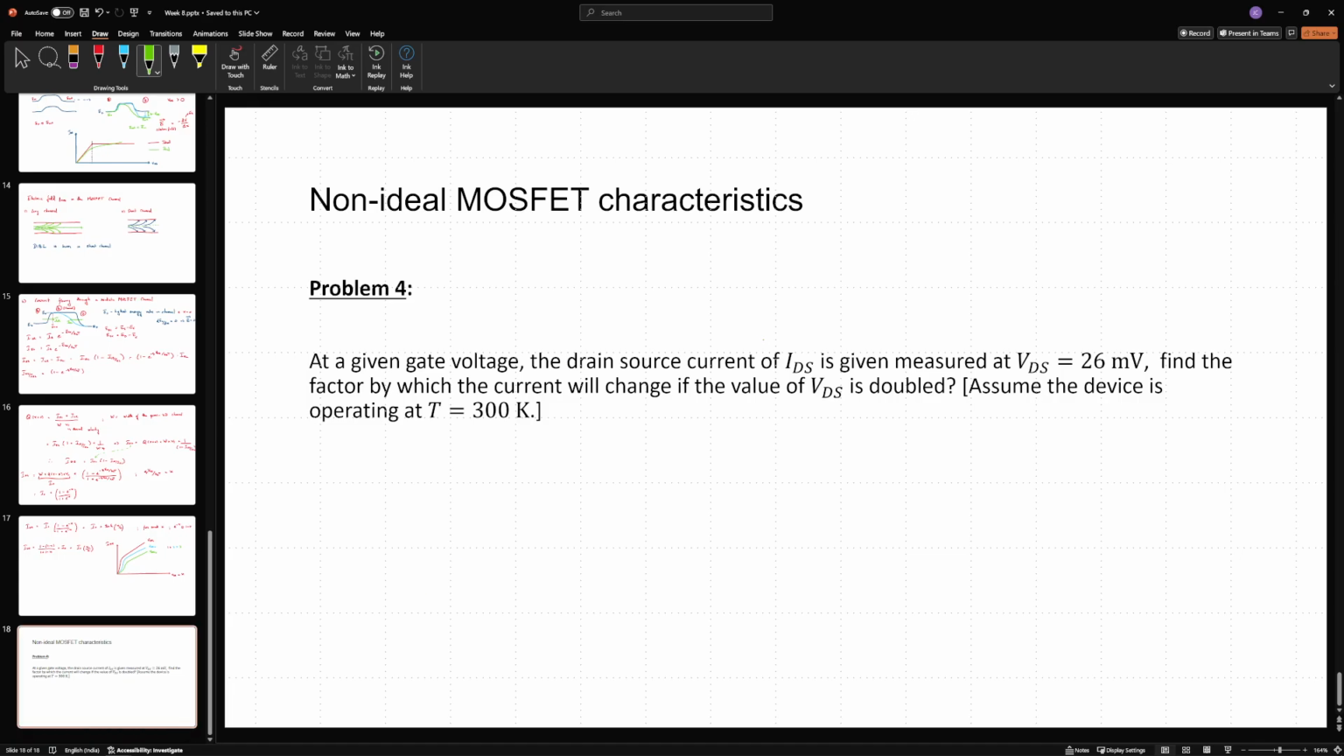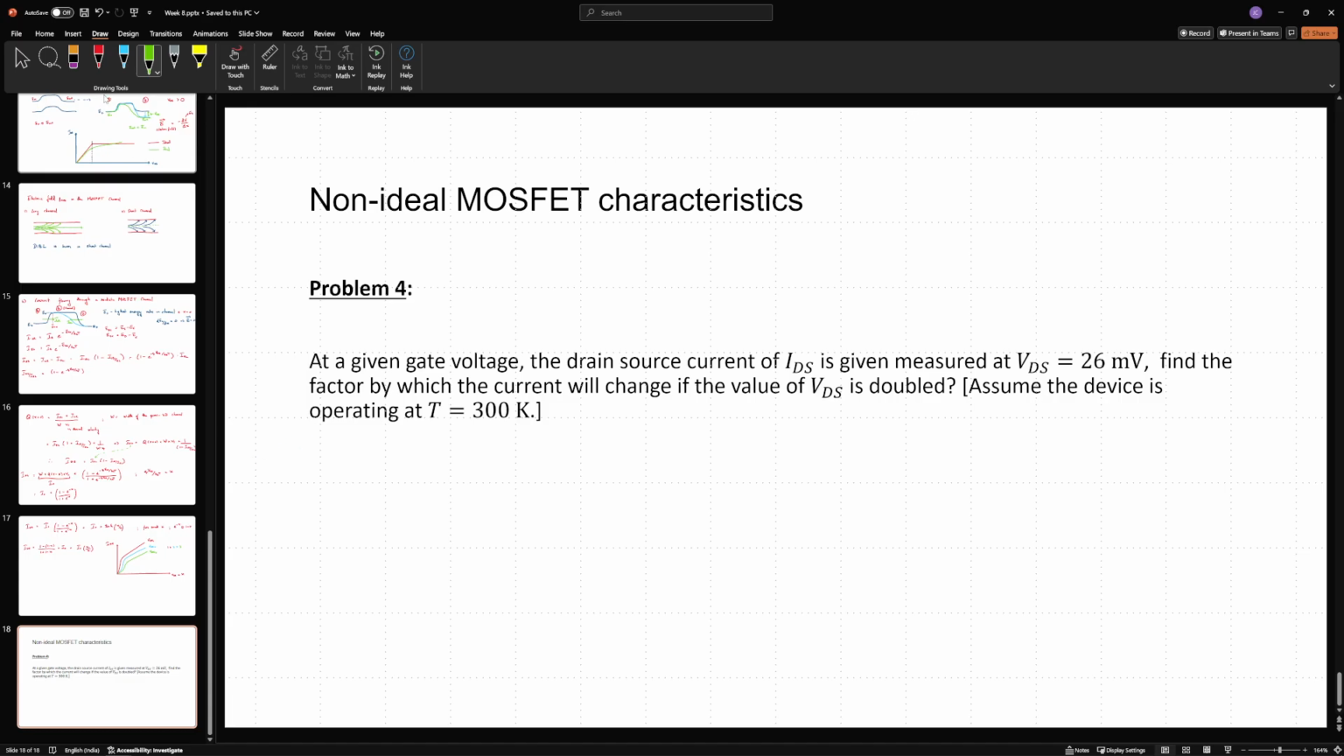At a given gate voltage, the drain source current IDS is measured at VDS equal to 26 millivolts. Now find the factor by which the current will change if the value of VDS is doubled. Why did I say 26 millivolts? Assume that the device is operating at 300 Kelvin.